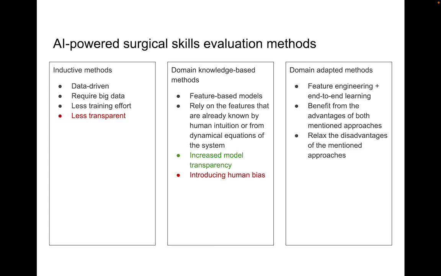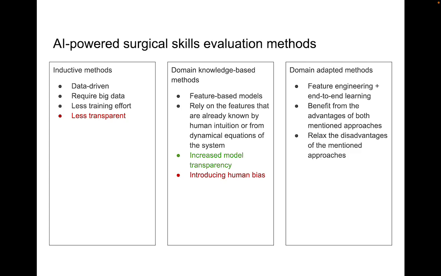Domain knowledge or feature-based models, on the other hand, rely on the features that are already known by human intuition or from dynamical equations of the system. This will increase the transparency and explainability of the model at the cost of introducing human bias.